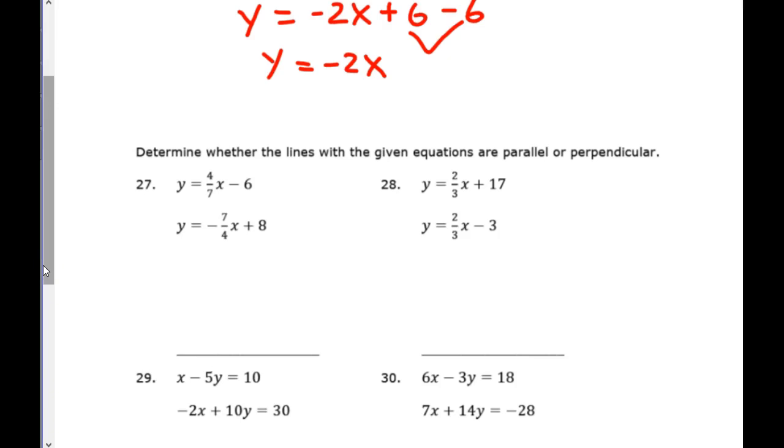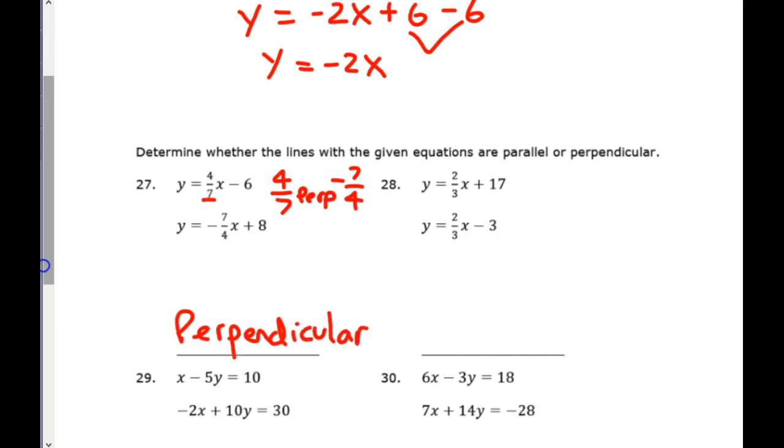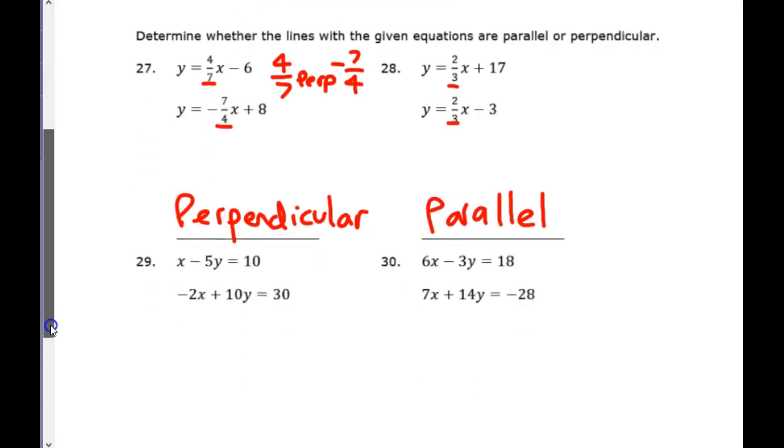Alright, so are these parallel or perpendicular? So you tell me, number 27, positive 4 over 7, and then they changed it to negative 7 over 4. Hey, those are two changes. That's perpendicular. Because we're looking at the slopes. Okay, 28, same slope, parallel.